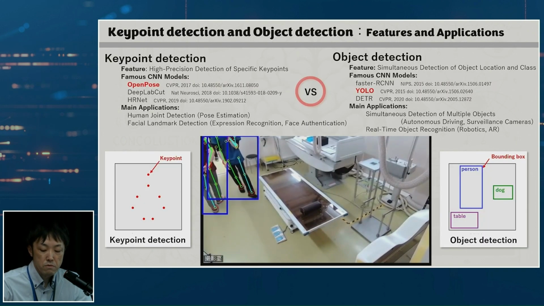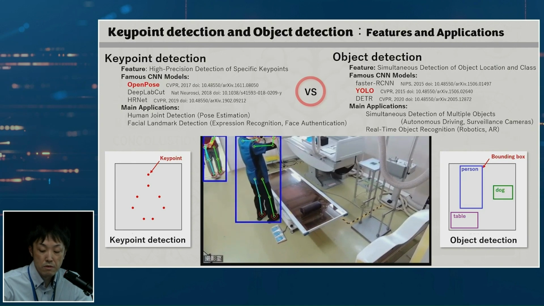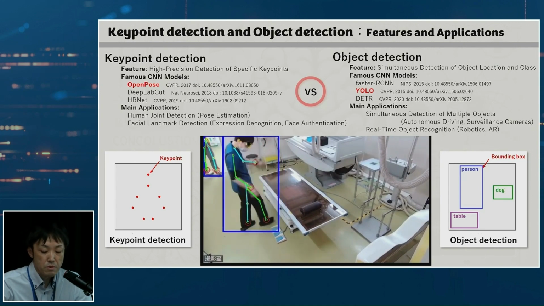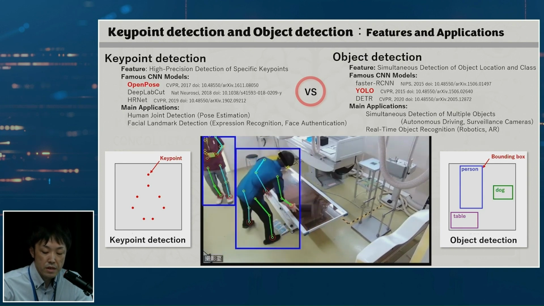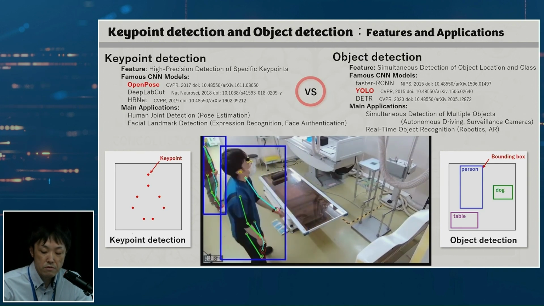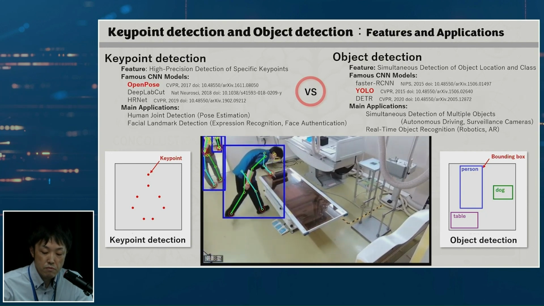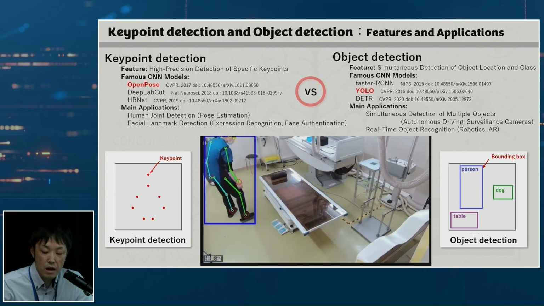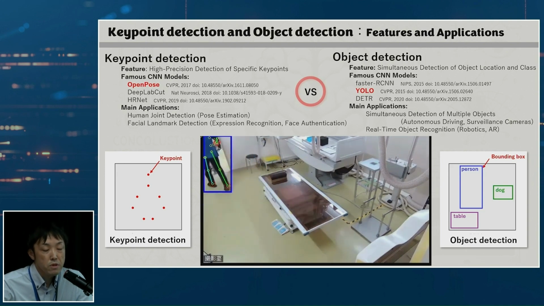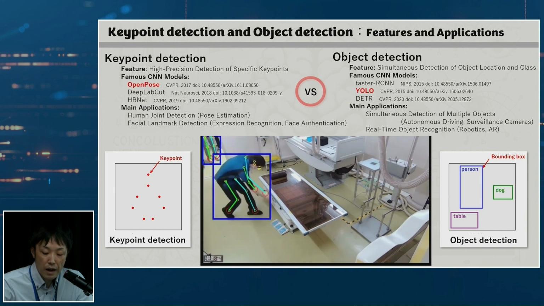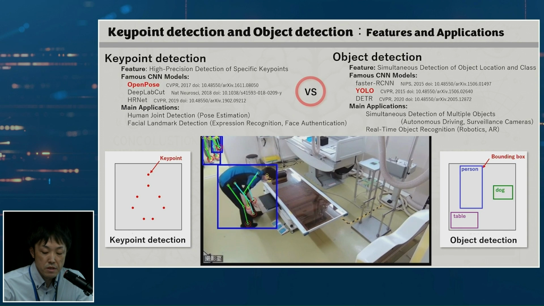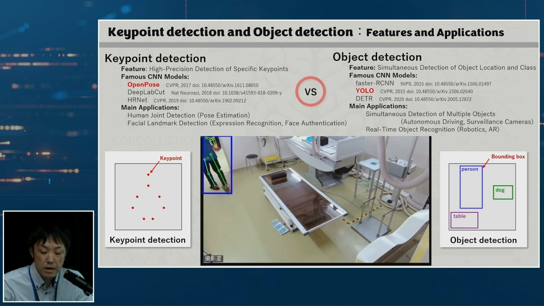First, let's compare two important image recognition technologies, key point detection and object detection. The video shows an example of simultaneous execution of object detection with blue bounding box and the key point detection of major human joints. Key point detection is a technology that detects specific points with high precision. Representative CNN models include OpenPose and HRNet. The main application areas include human joint detection for pose estimation and facial landmark detection.